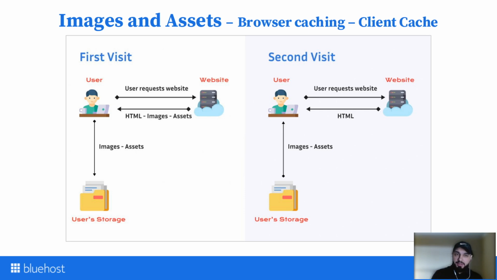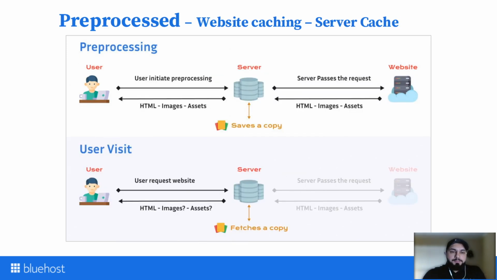Now the second visit, so that was the first one, right? The browser downloaded it. Now in the second visit, the user will make the request to your website. Your website now will only send the HTML because the browser will tell it, hey, I already have the images, I already have the CSS, just give me back the content. And then it will get the images and assets from the local storage much faster. So it doesn't have to download them.